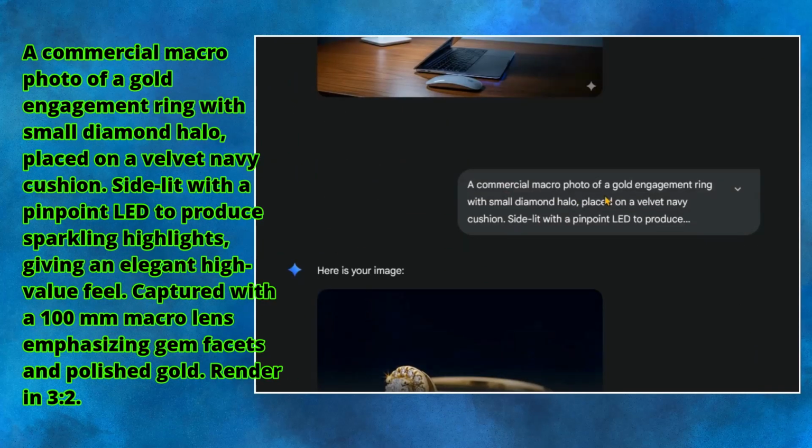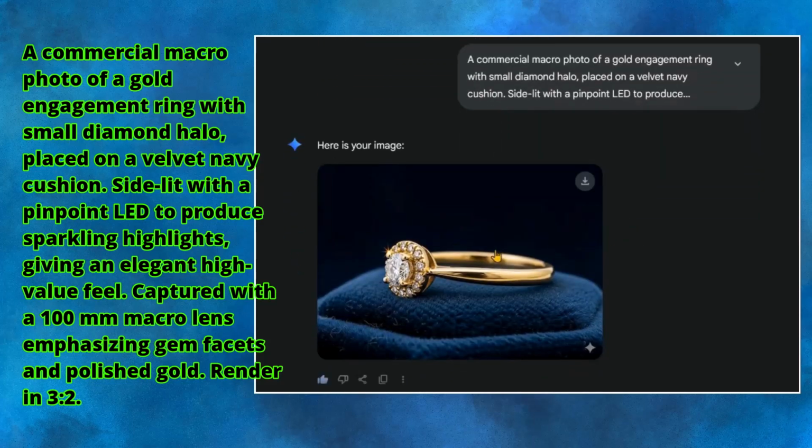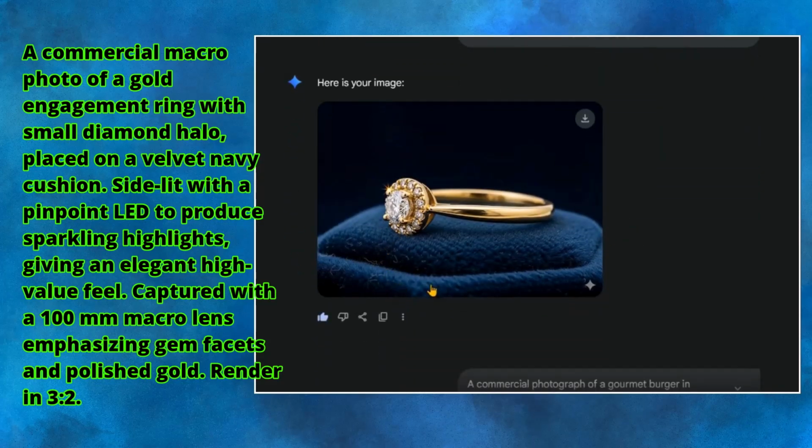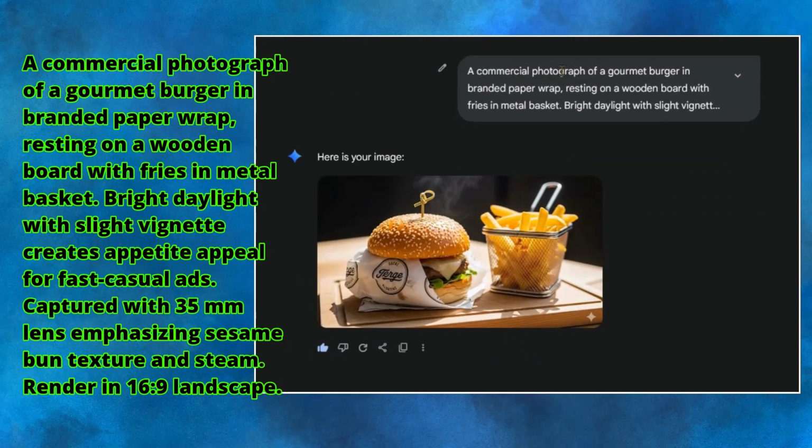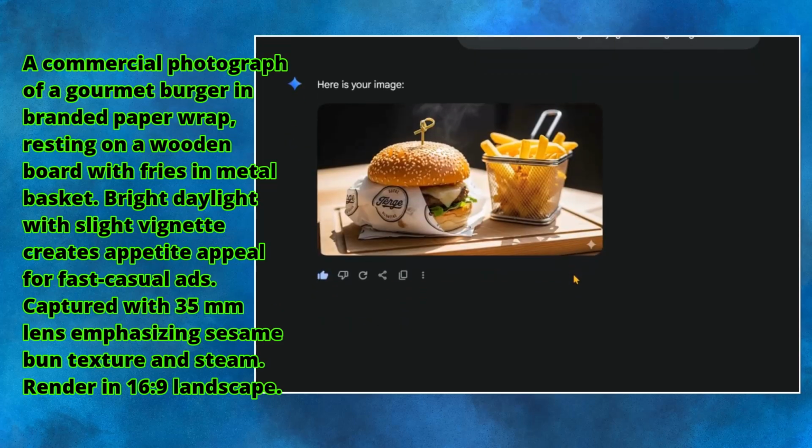Prompt 5 focuses on detail. A macro shot of a gold ring. Ideal for jewelers, luxury catalogs or Etsy sellers. Prompt 6 takes us into food photography. A juicy burger framed for delivery, app banners or social promos.